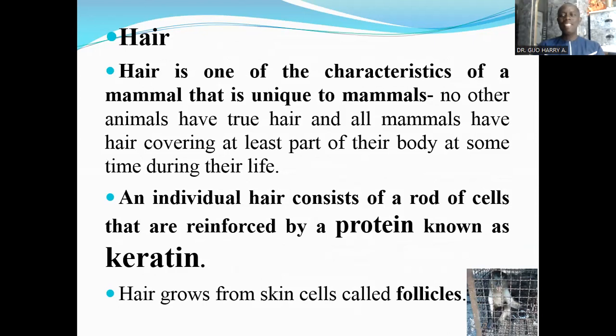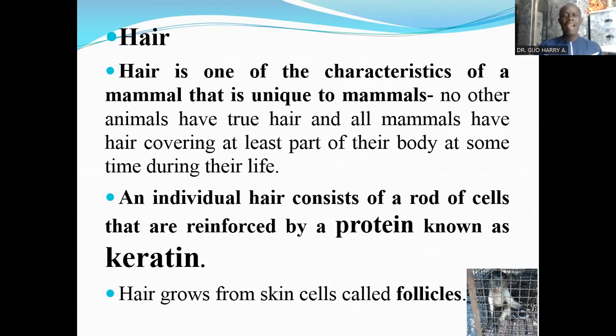Mammals possess hairs as integumentary structures. Hair is one of the characteristics of a mammal that is unique only to mammals. The amphibians do not have integumentary structures. The reptiles have scales or scutes as integumentary structures. The birds have feathers, but mammals are known to possess hairs in their skin as integumentary structures.